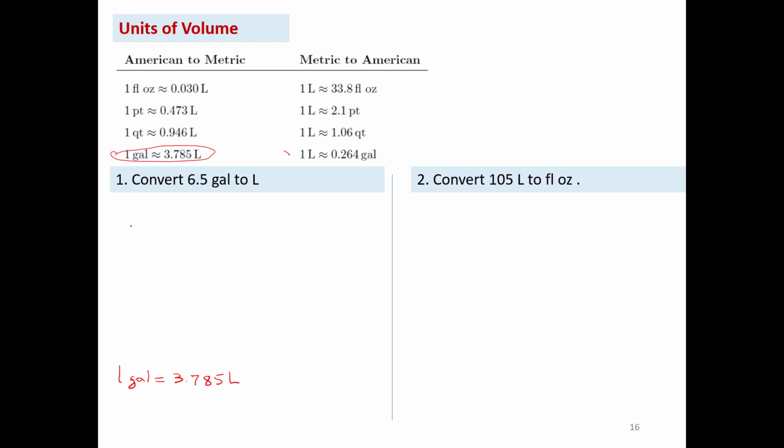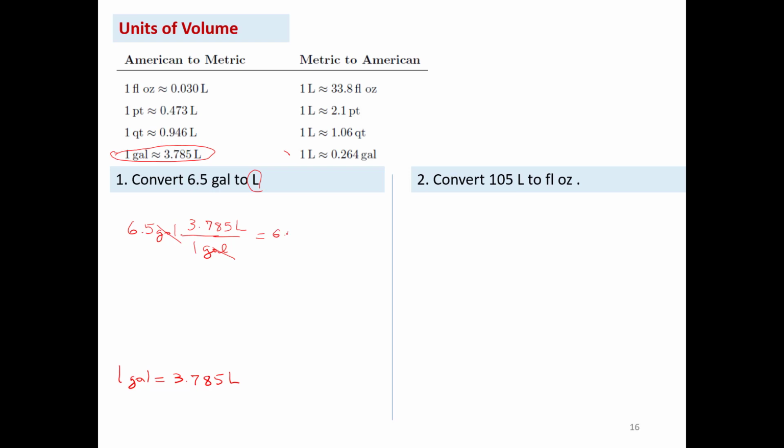And 6.5 gallons times. Then we need to write this conversion factor in the way the gallons cancel out. Then we need to write 1 gallon in the denominator and the other number, 3.785 liters, on top. Gallons cancel out, and the unit is liters. It's the unit we want.